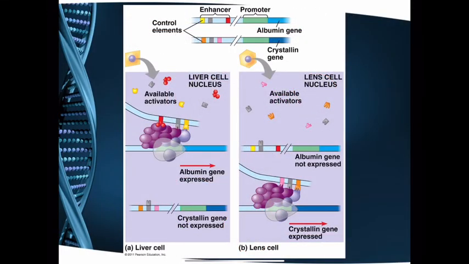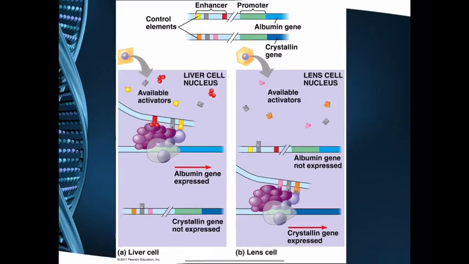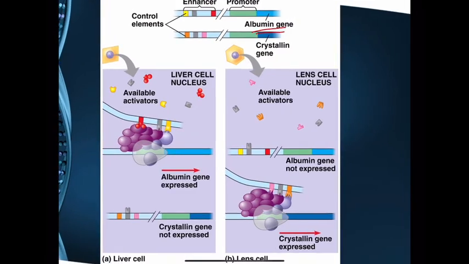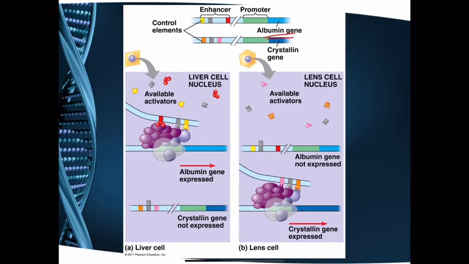So take a look here at this example. What we see is that activators for a specific protein are only present in the cells that need that protein. So we've got two different genes up here that we're looking at. Albumin is a gene that's involved, it's a blood protein, okay? And then crystalline is a protein that's found in the eye, okay? And so the eye is not going to need to make the blood protein and vice versa.